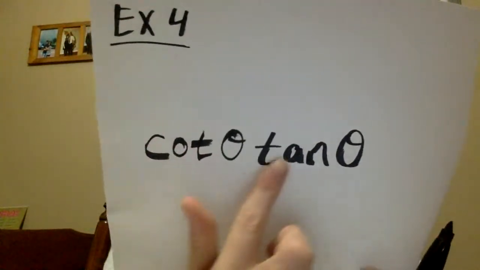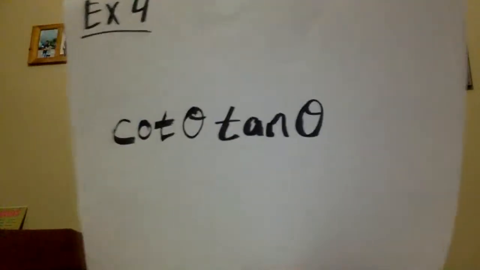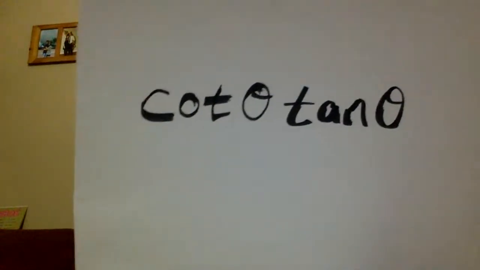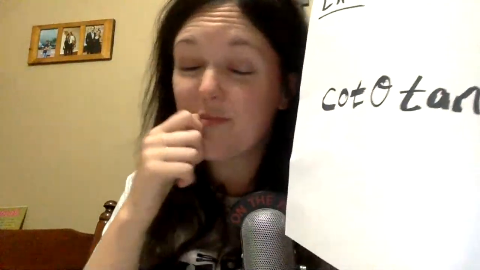Example 4, we have cotangent, tangent. Remember, the two that always stay the same are sine and cosine. Is there anything that we can keep the same in this problem? Can anything stay the same? Nope. Sine and cosine are the only two. Yep, exactly. Very good. So that means we're going to switch both of these out. Okay, a little bit more work this time.